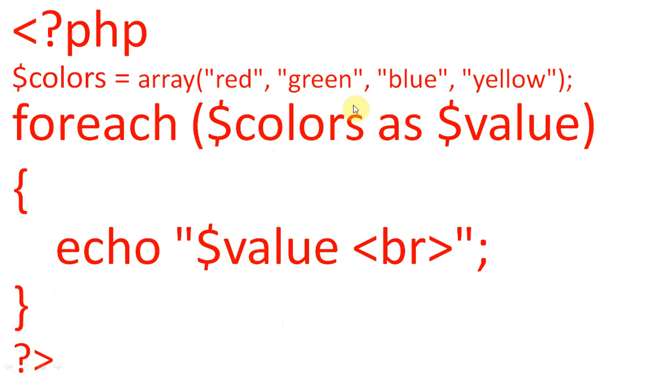And third time it runs again, the third color, blue, is transferred to the value variable, and echo $value displays the blue color. So accordingly, the foreach loop extracts values one by one from the array and transfers them to another variable, the value variable. We have to mention the as keyword here.